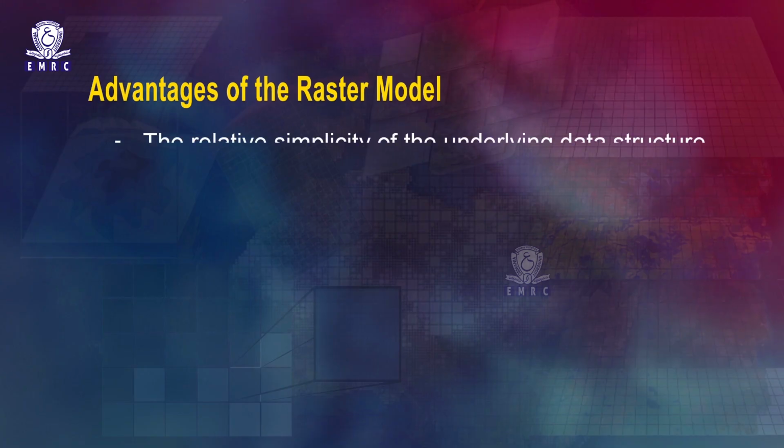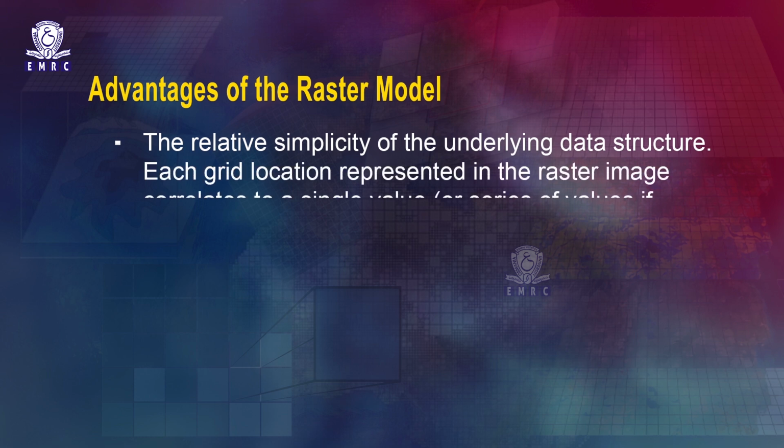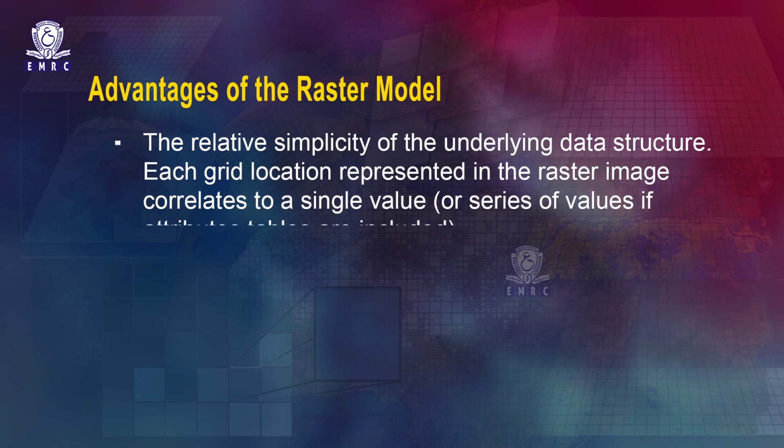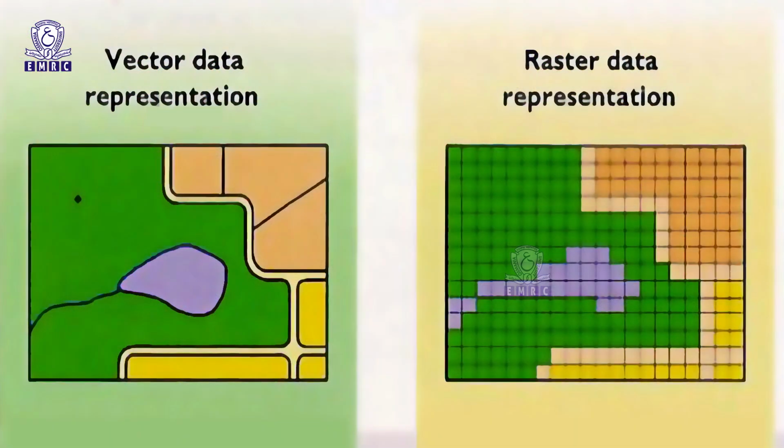Additional advantages of raster graphics are the relative simplicity of the underlying data structure. Each grid location represented in the raster image correlates to a single value or series of values if attribute tables are included. This simple data structure may also help explain why it is relatively easy to perform overlay analysis on raster data. This simplicity also lends itself to easy interpretation and maintenance of the graphics relative to its vector counterpart.